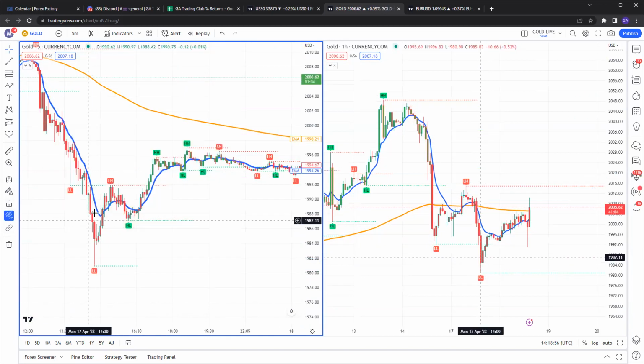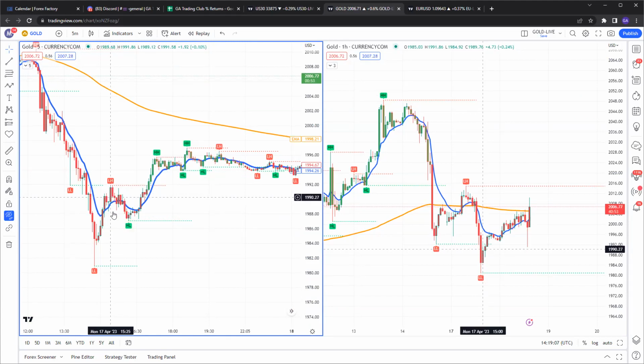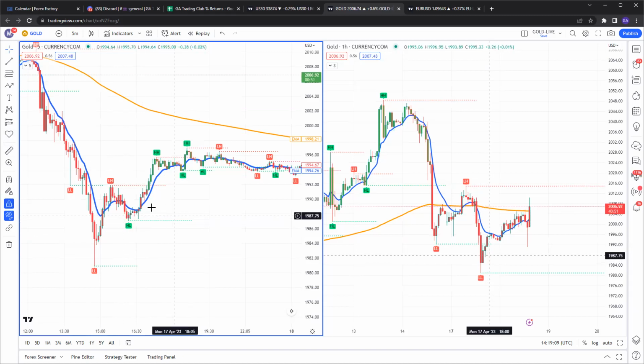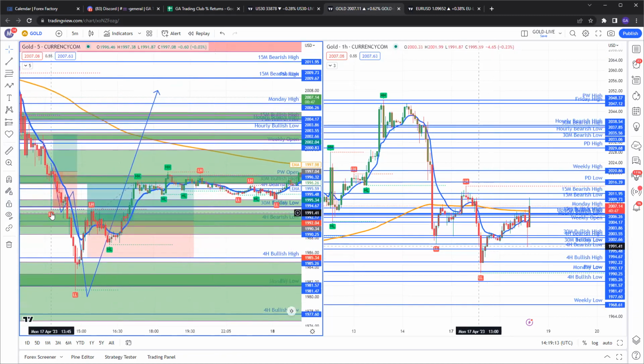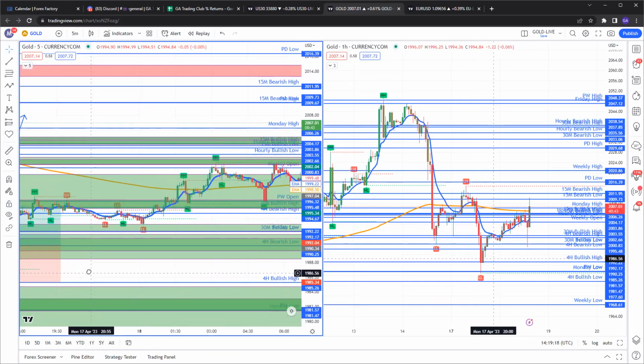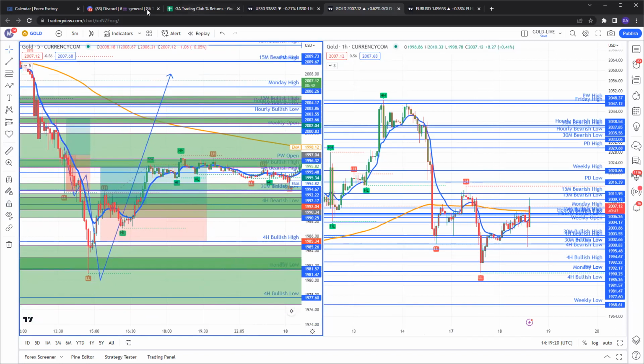Let me turn this off. With this particular candle. And then what I waited for, I needed the next candle to retest and break above and close above the 9 EMA. And that's when I entered a buy on gold at 1990. The trade came back a little bit into drawdown and then went all the way back up and hit take profit.